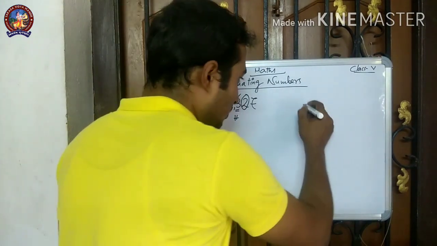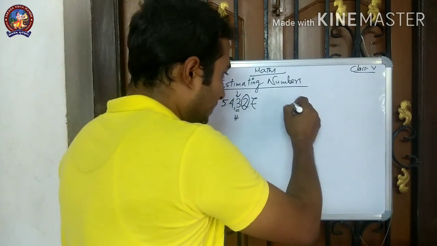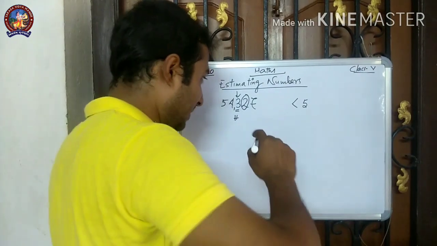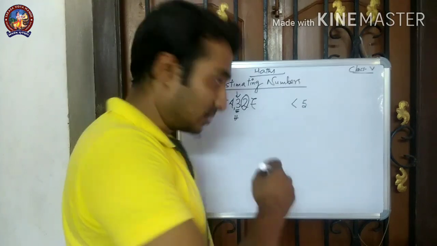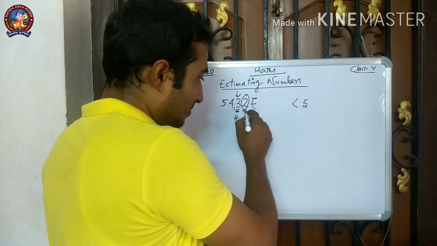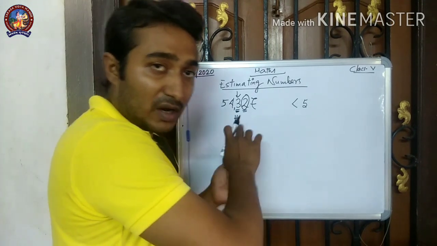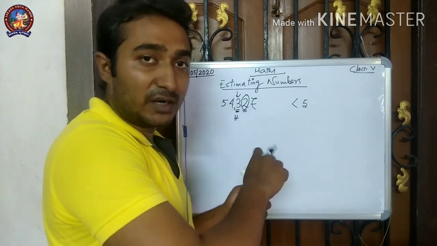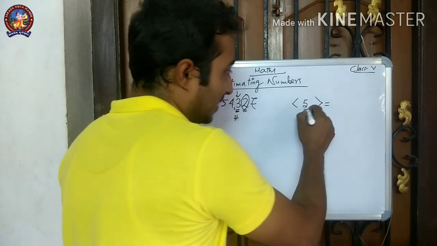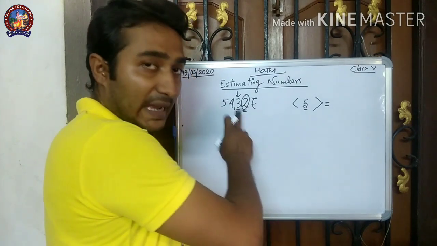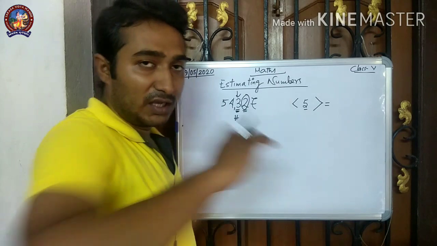The rule of 5 is that if the number is less than 5, then the previous number, where we are going to round off, will remain the same. Otherwise, if the number is greater than or equal to 5, then 1 will be added to the previous number. So this is the rule of 5 for rounding a number.